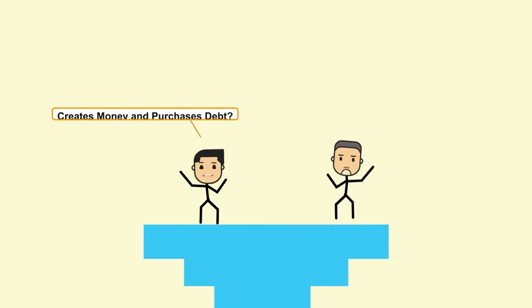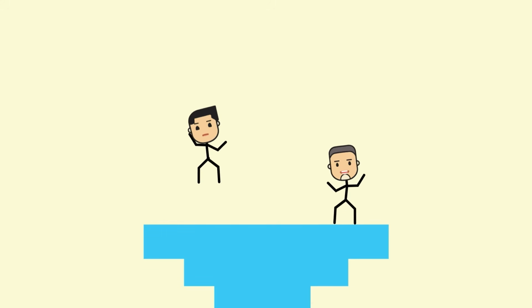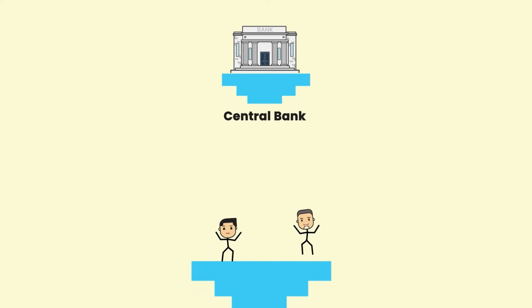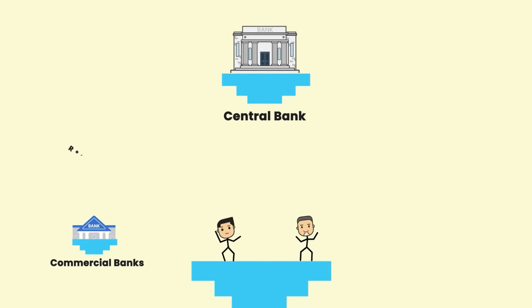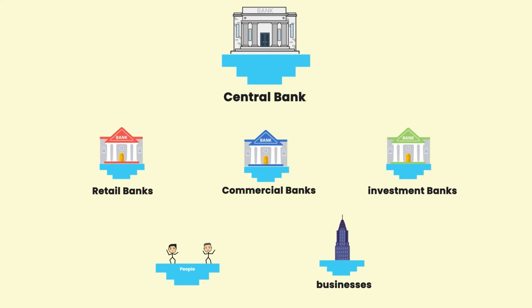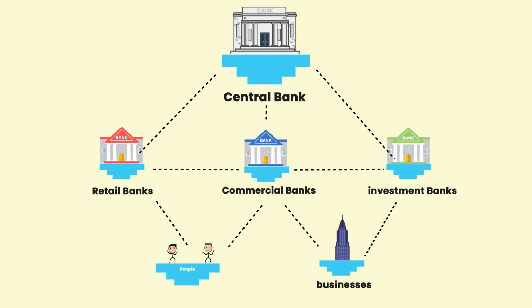So the central bank digitally creates money and purchases debt? Exactly. Let me explain more thoroughly. Here, the central bank still has its digital money creation system, but now more entities are involved. Commercial banks, retail banks, and investment banks. Do ordinary people use these banks? Absolutely. Individuals like us, as well as businesses, rely on these institutions. Picture it as a hierarchy. Central banks at the top, regular banks in the middle, and everyday people at the bottom.